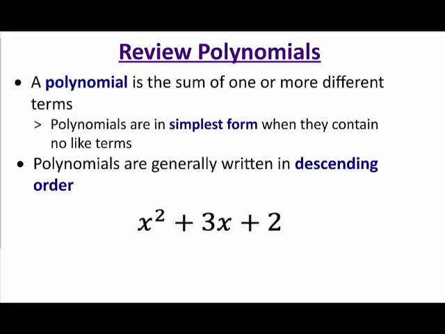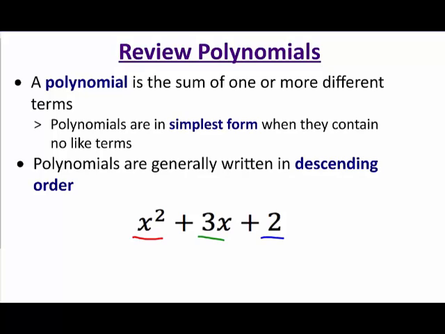Let's review what a polynomial is. A polynomial is the sum of one or more different terms. If we look down at this example at the bottom, we see that there's an x squared, a 3x, and a 2. Notice that those are all different terms because they have different numbers of x in them. Another way to say that is that polynomials are in simplest form when they contain no like terms. So the x squared is different than the x, which is different than the constant.